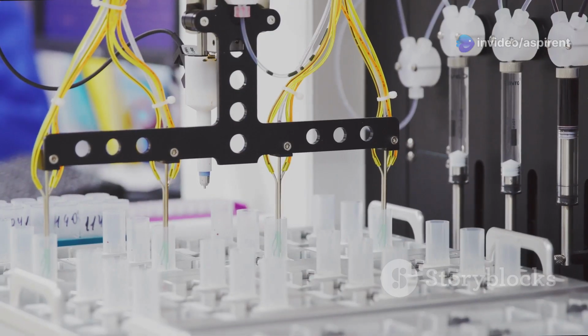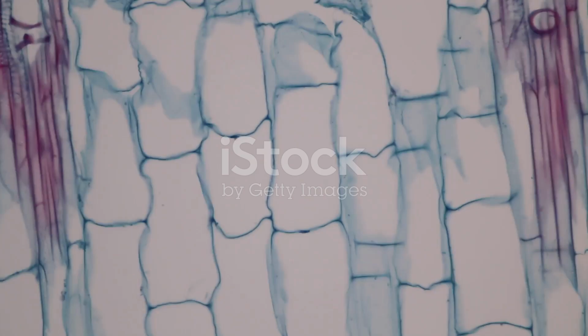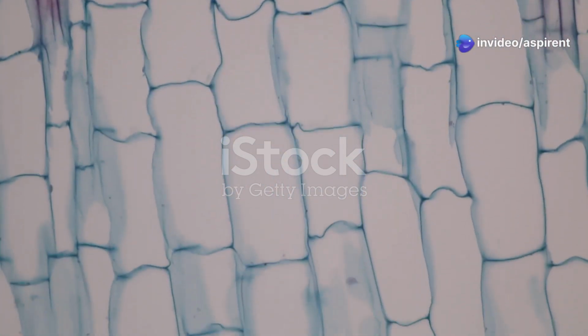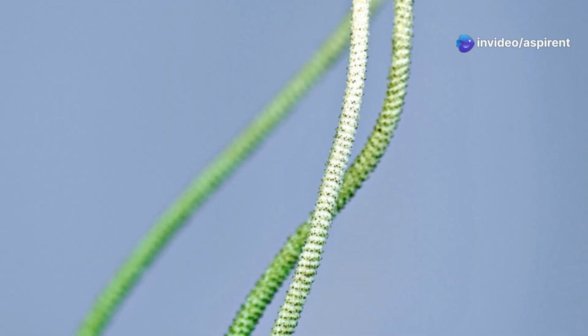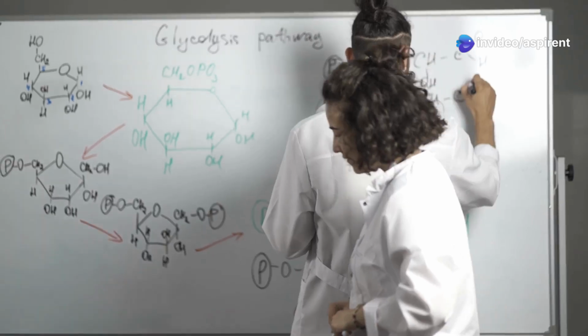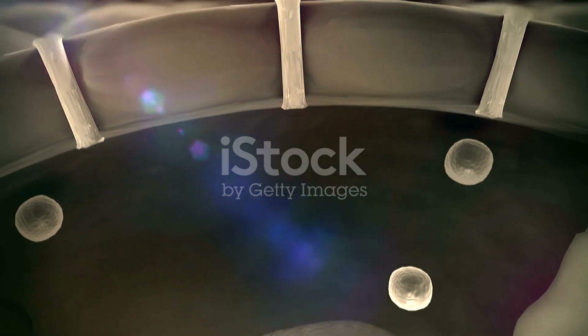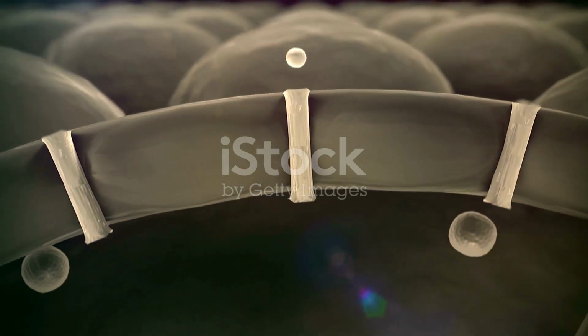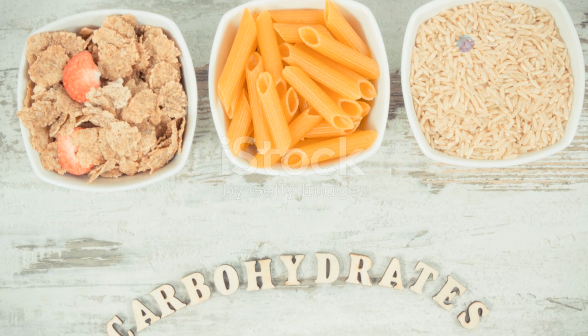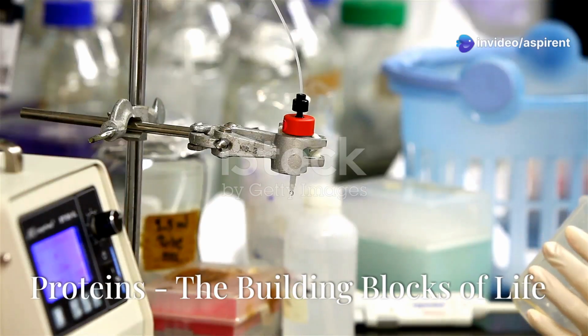Cells use glucose as their primary energy source. Plants store glucose as starch, while animals store glucose as glycogen. Cellulose is a structural carbohydrate found in plant cell walls. It gives plants their rigidity and strength. Carbohydrates play other important roles in living organisms. They are involved in cell signaling, immune recognition, and cell adhesion. Without carbohydrates, life as we know it would not be possible.